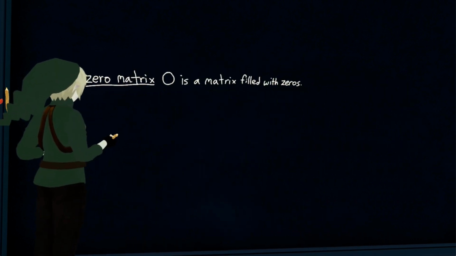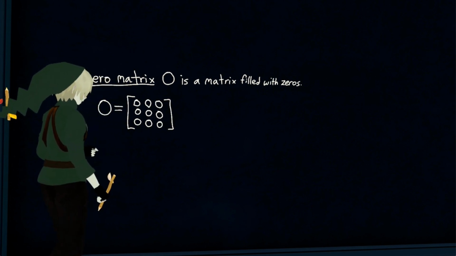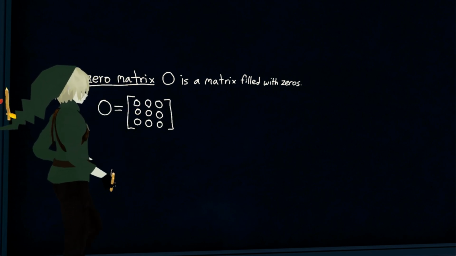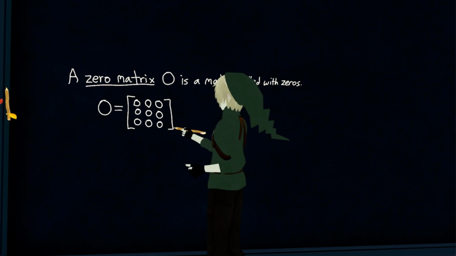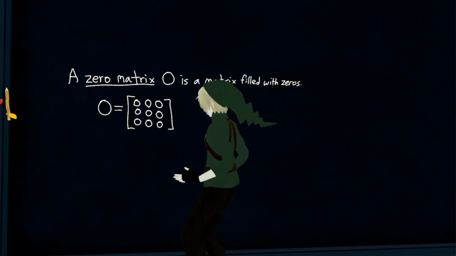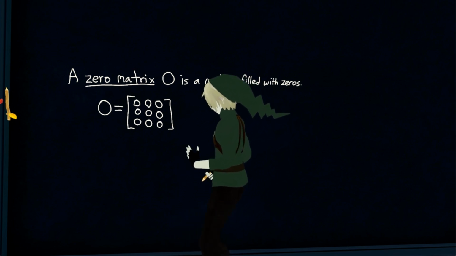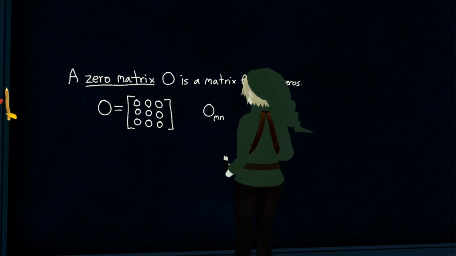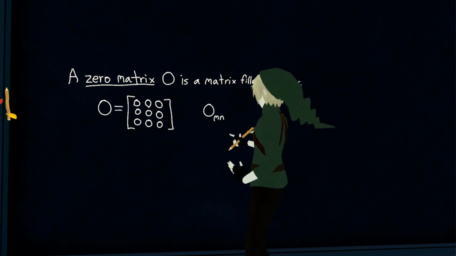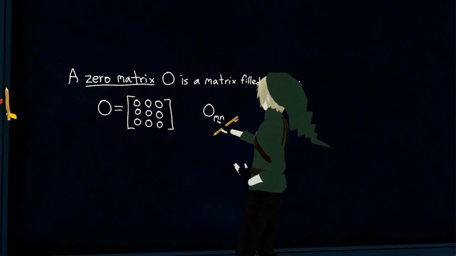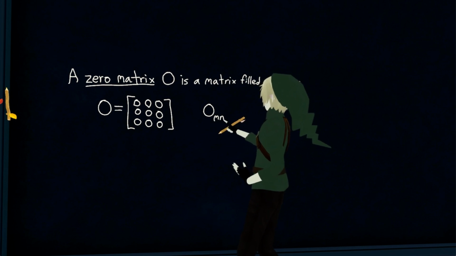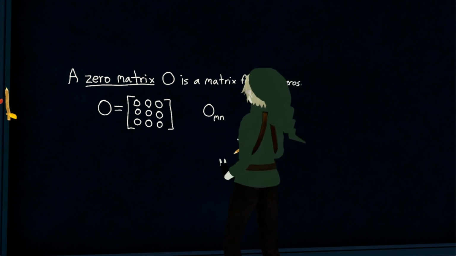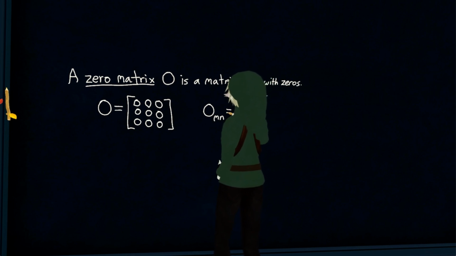And to demonstrate what a 0 matrix is, it could be any size, right? It could be a 3 by 3 full of zeros. Literally any matrix, any size, filled with zeros. In fact, if we want to be specific, they would write it like this, where it represents m rows, n columns. So O_mn is just to generalize it, I guess.